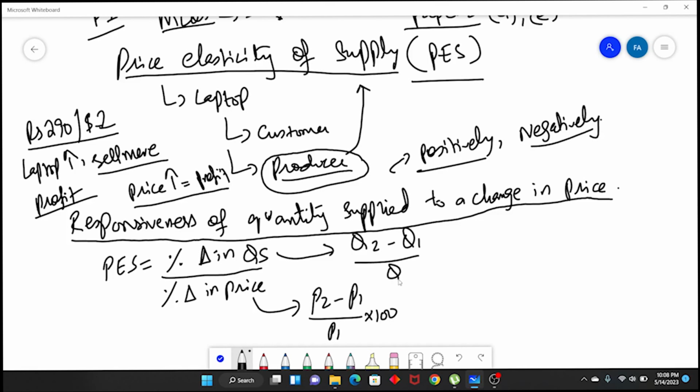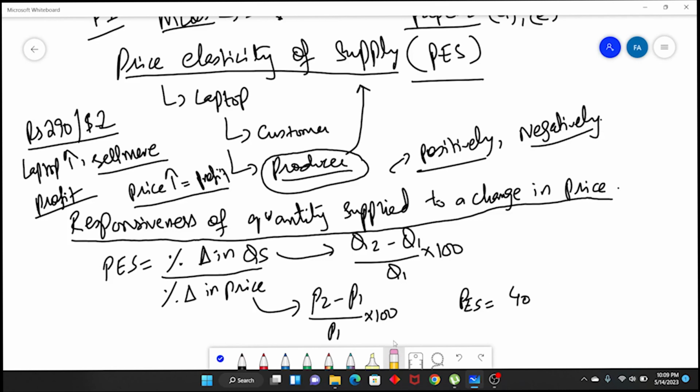So this is the proper formula which we use in order to calculate the percentage change in the quantity. Q2 is the new quantity, Q1 means old quantity, divided by old quantity, which is Q1, and we get the answer. Let's suppose we are getting a 40% change in quantity supplied. So we'll not write the percentage sign.